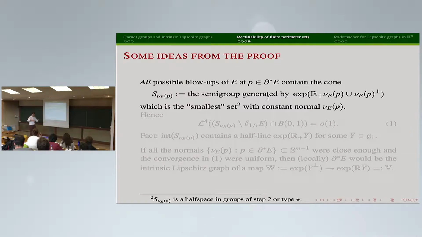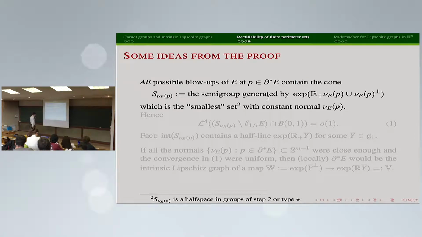So imagine that on the first layer you put some scalar product you like. Okay, so now you do the following. You start from the origin, and you look at the points you can reach by horizontal curves, which go either in a direction orthogonal to the normal or in the positive direction of the normal. This is a semi-group because it's closed by multiplication, but it does not contain the inverse of its points.